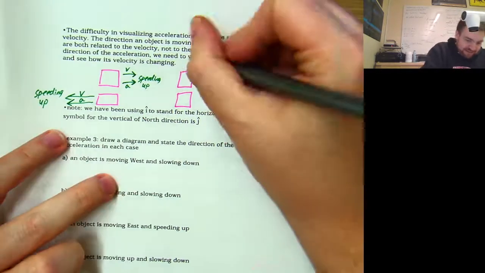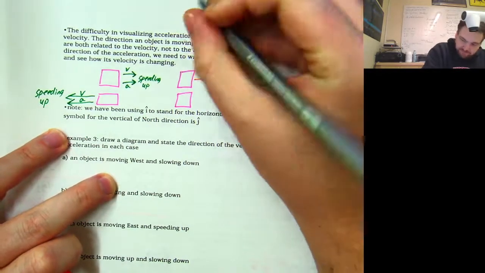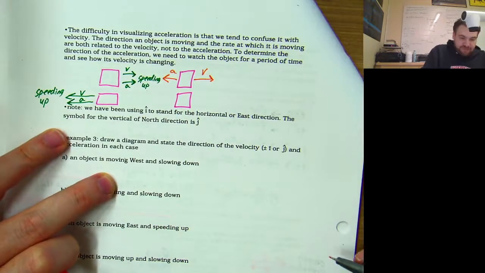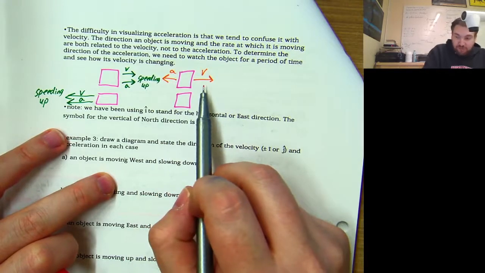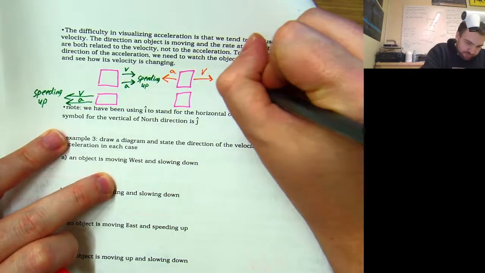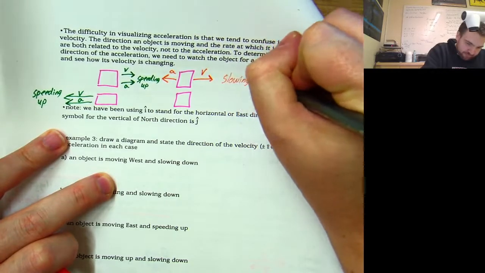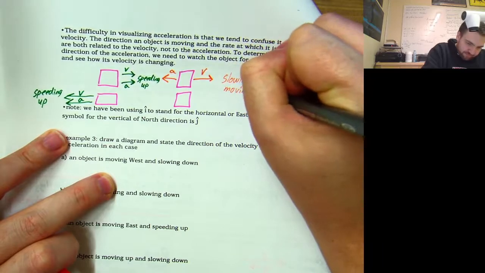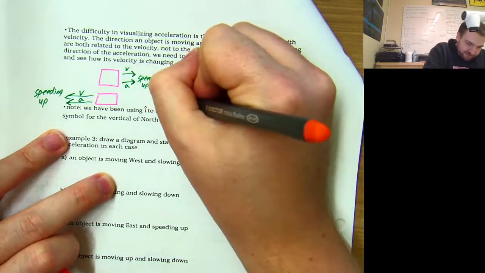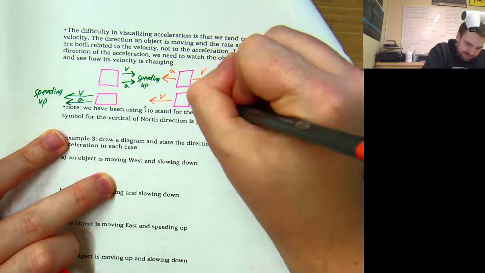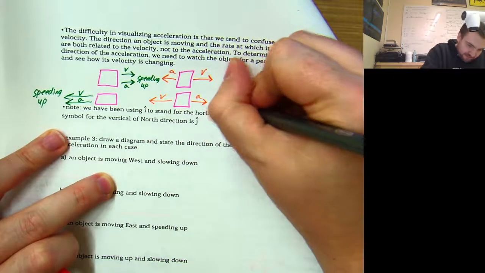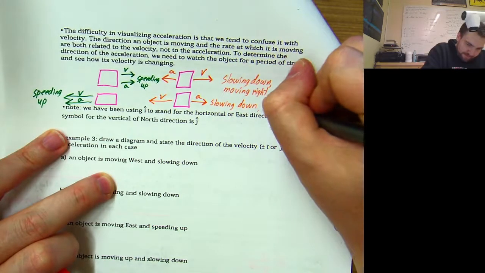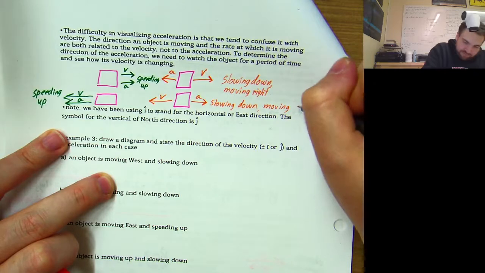If I have a velocity that looks like this, and my acceleration is this way, if it's accelerating to the left, but it's moving to the right, well, what does that mean? It means it's slowing down, moving right. And conversely, if I have a velocity this way and an acceleration this way, in this one, it's slowing down and moving left.